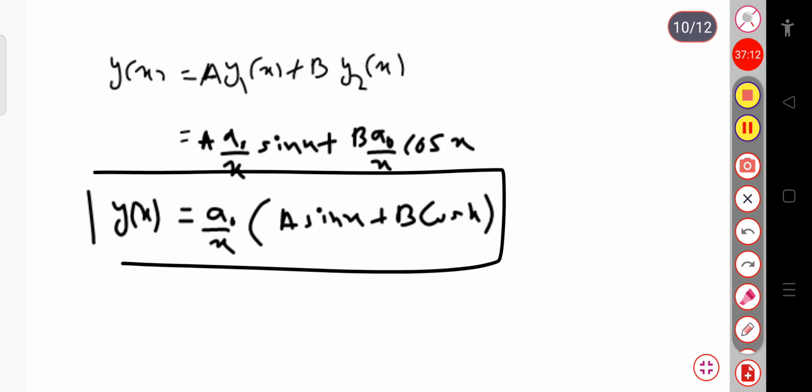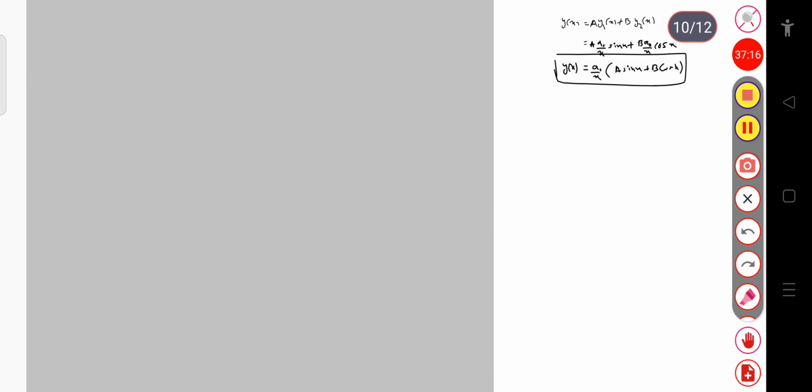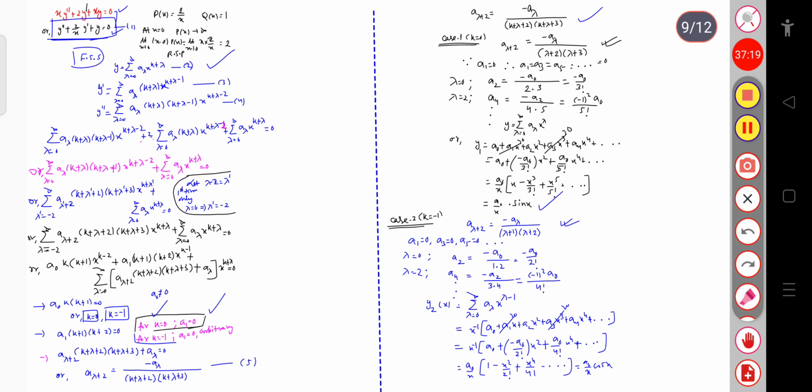So in this way you can solve any differential equation that is given to you by the Frobenius method.